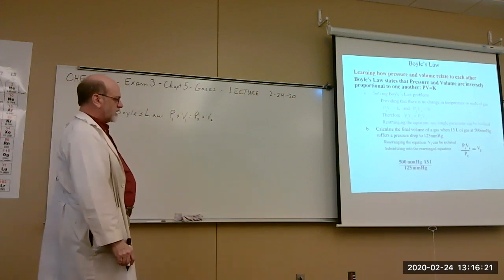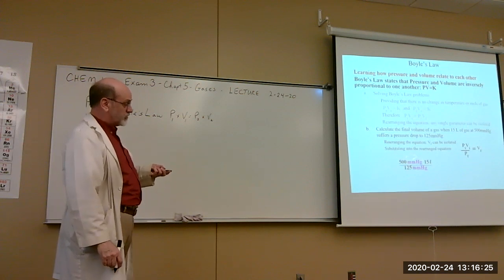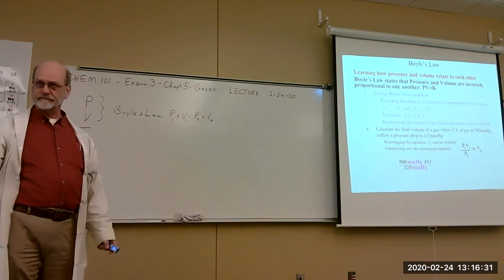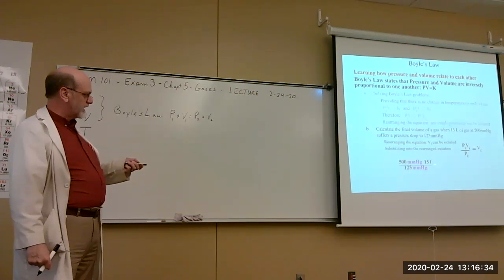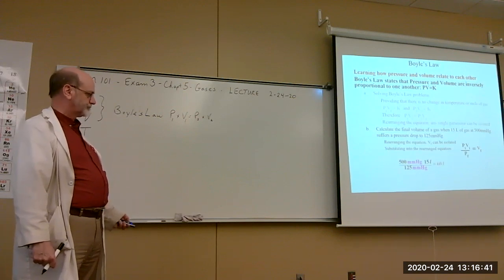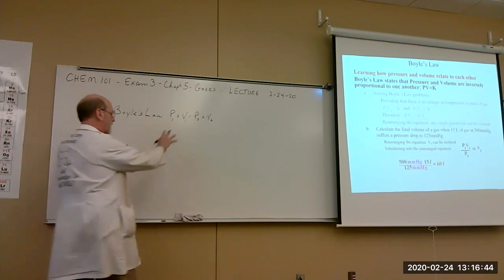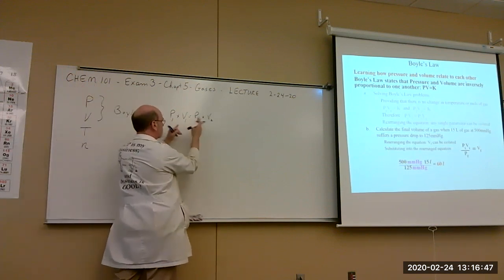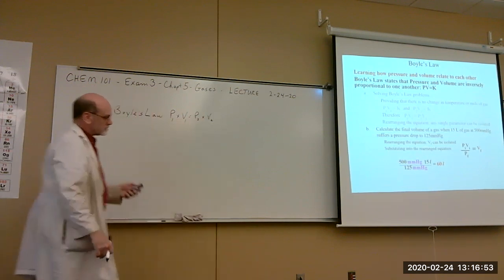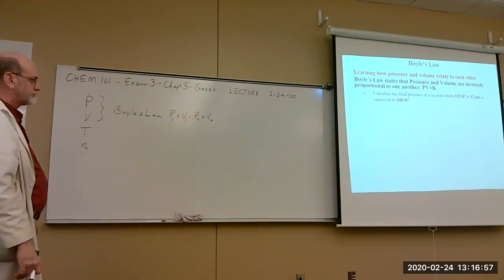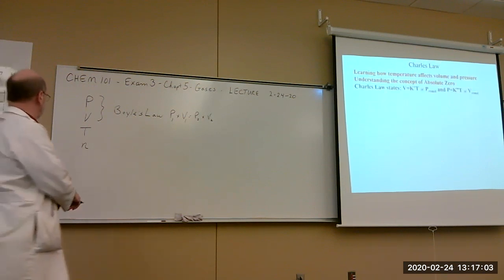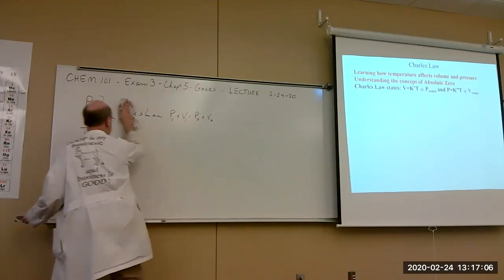Okay, and you can notice also that we can use any pressure measure we want to because the pressures cancel. And that little L should be a big L for liters. And with a ratio like this, you can use any units of pressure and volume that you want, because it's a ratio, it'll cancel. Okay. There is another problem where we're solving for pressure there. Okay, what's next? That was Boyle's, pressure and volume.